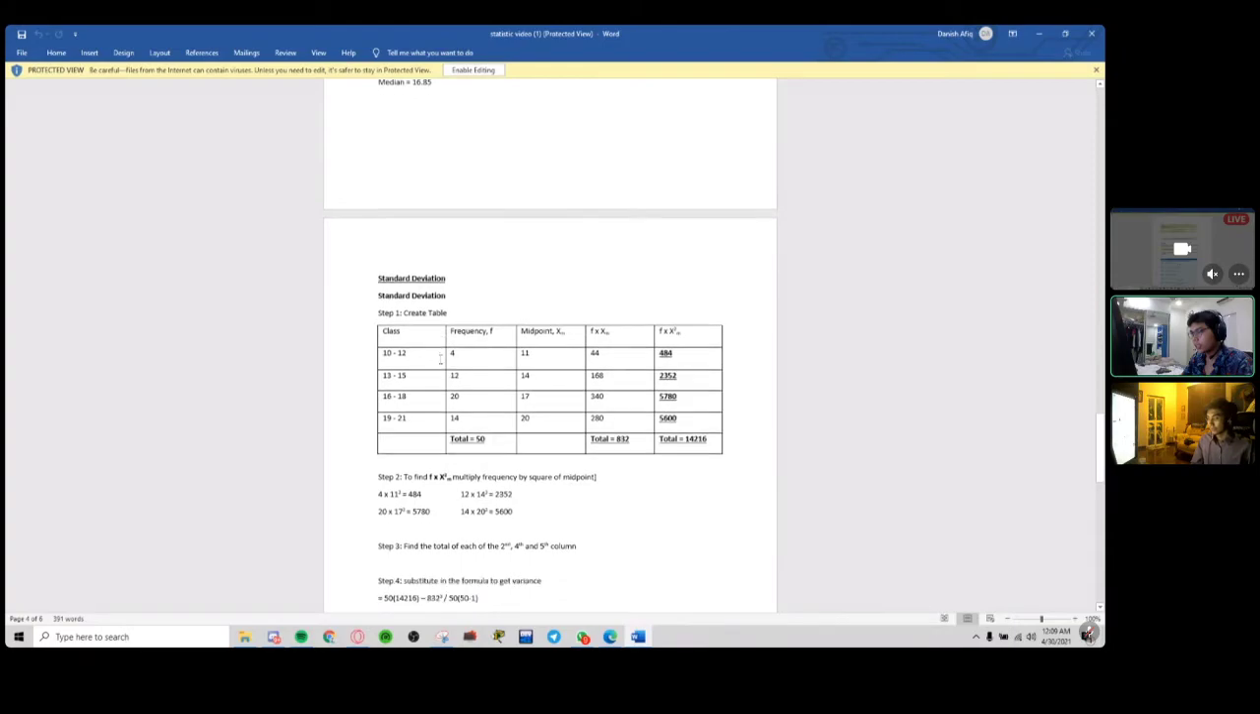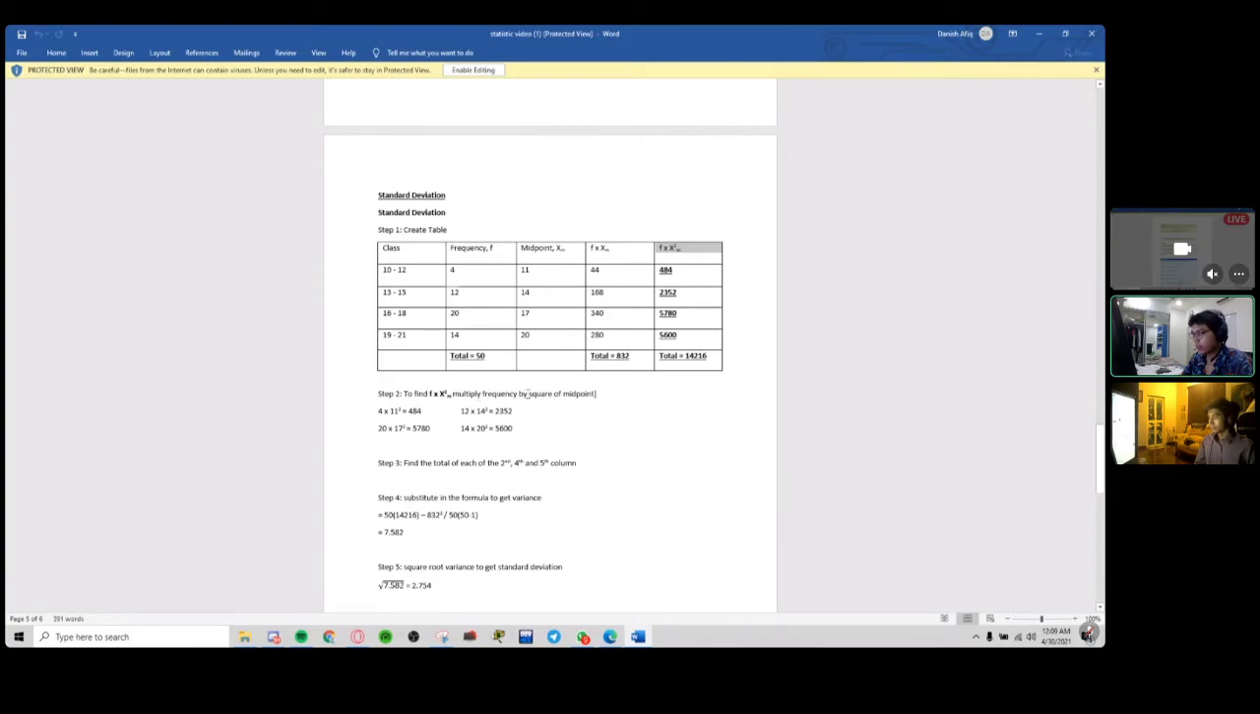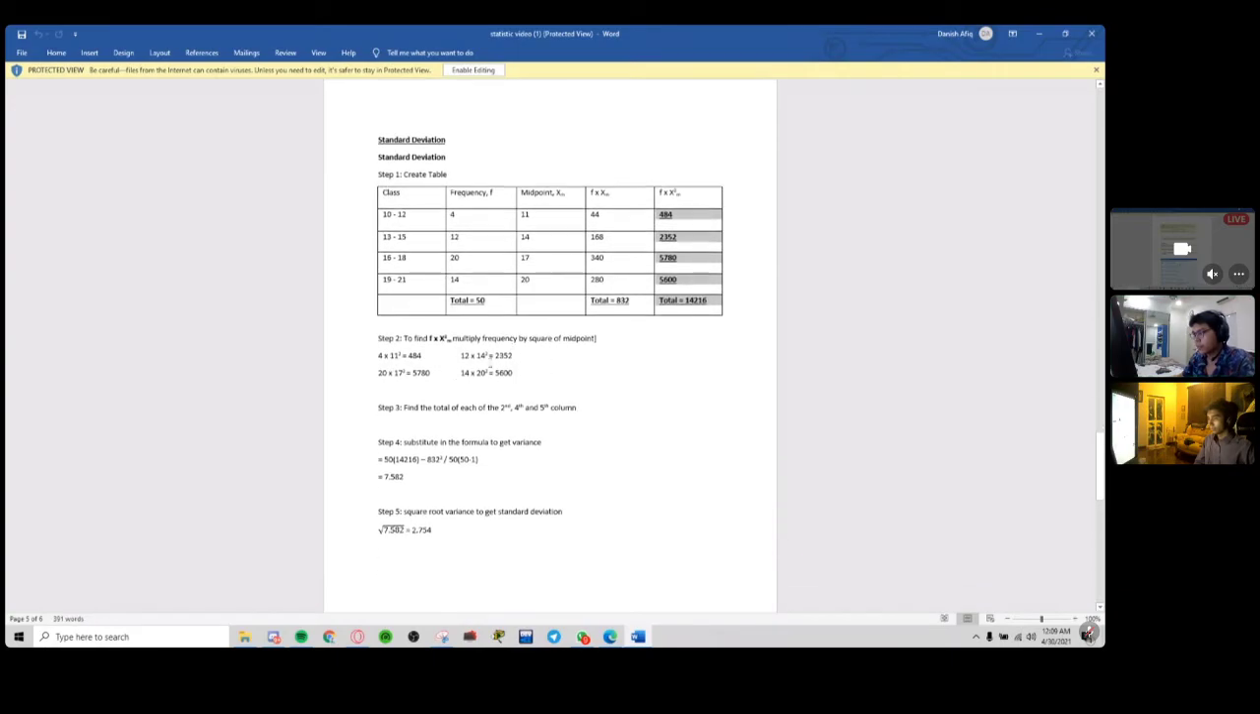Going on to standard deviation. So step 1, first you need to create the table, and as you can see, there's a table. And then step 2, we need to find frequency times midpoint squared, which is this one. And we do that by multiplying frequency by the square of midpoint. As you can see, this is the calculation, and I've filled it up in the table here.